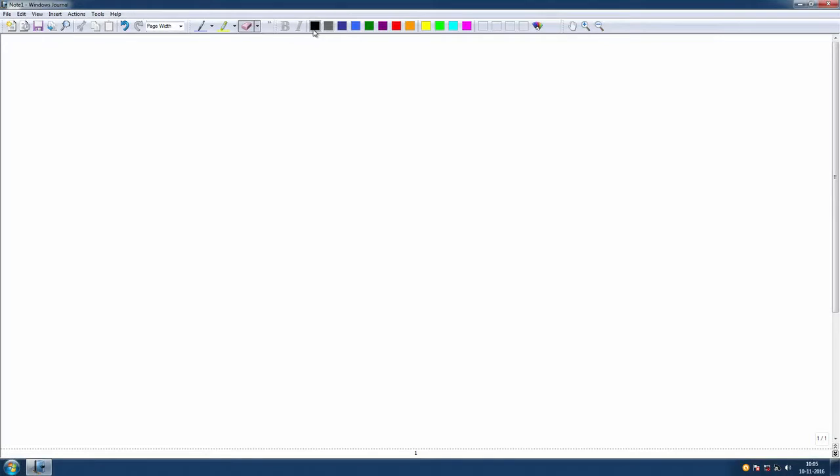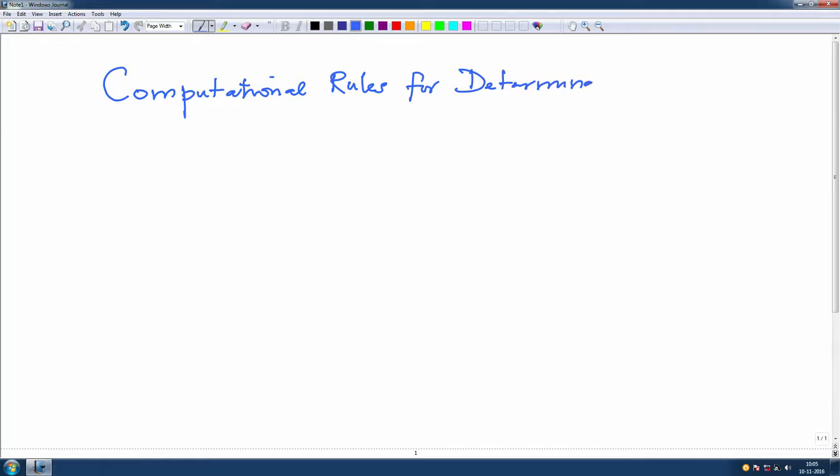So today we will see the computational rules for determinants. Let me just briefly recall that we have defined determinant functions, and now we want to use this to compute determinants of matrices. So let us recall what was the determinant of a matrix.